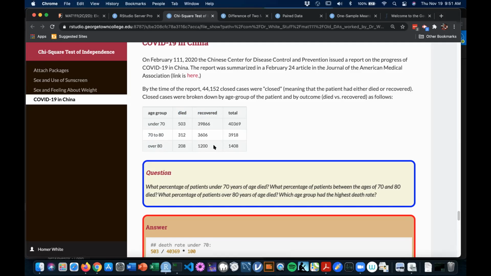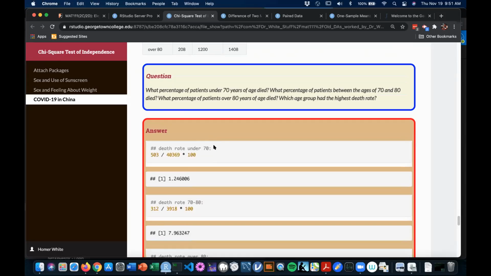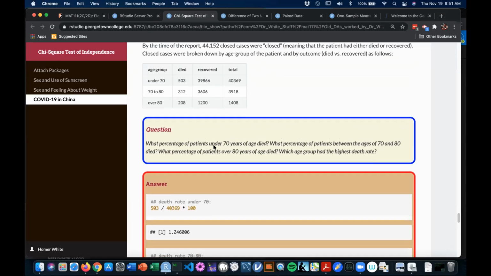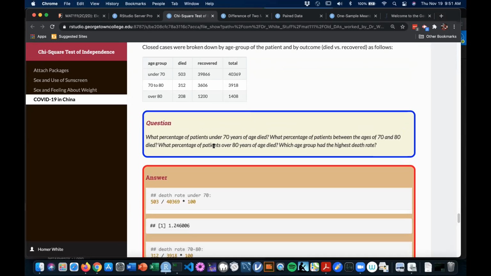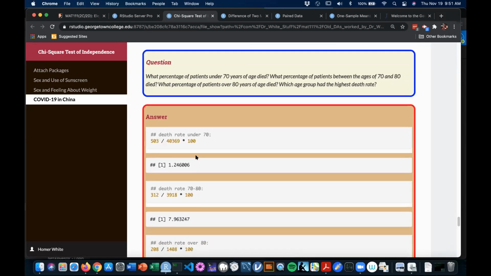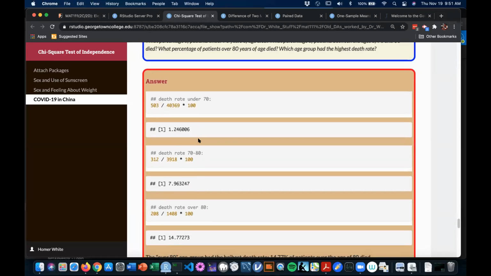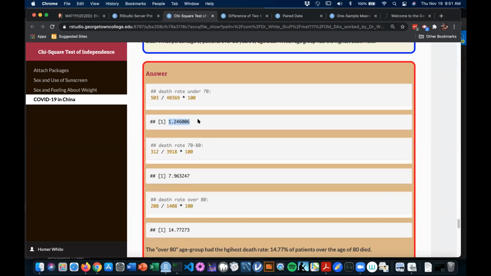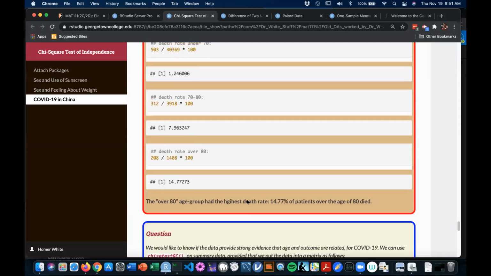And you got this little two-way table. The first thing you had to do was find what percentage of patients in each age group died. And people were fine with that. They just took the number who died divided by the number in the group times 100 to make it a percent. The under 70s died only about 1.24% of the time. The 70 to 80s died 8% of the time, and the over 80 died 14% of the time.